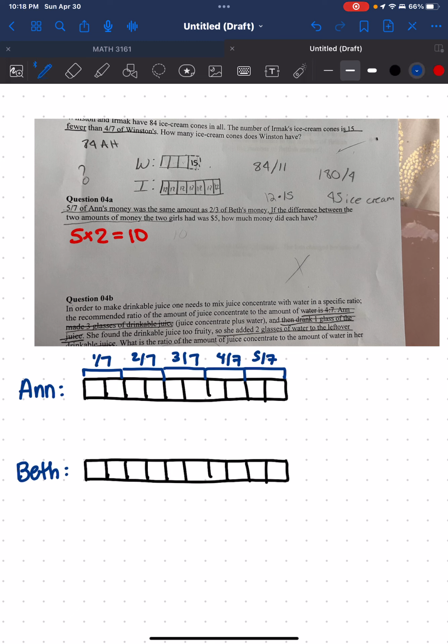So then I'm going to do the same thing for Beth. I see the 10 squares. I want to be able to divide them into the 2/3 like she has in the problem. I do 10 divided by 2. That means 5. So that means that each section is going to be 5 squares. So 1, 2, 3, 4, 5. This is 1/3, again, because this is going to be 2/3 of her money. And 2/3.